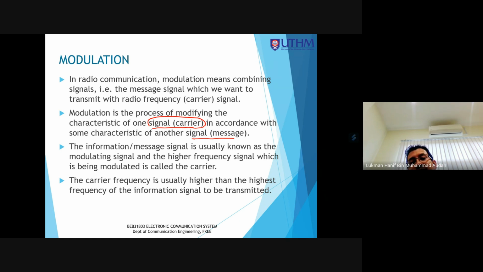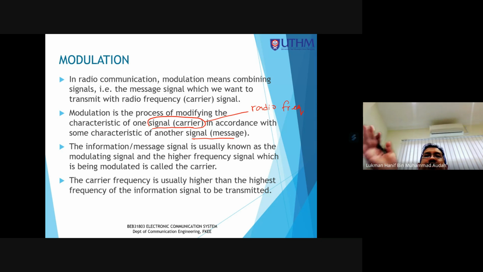And the carrier frequency, as I mentioned, is a high value of frequencies compared to the input signal. The carrier is using the radio frequency. What is radio frequency? Radio frequency is between a few kilohertz until a few gigahertz.